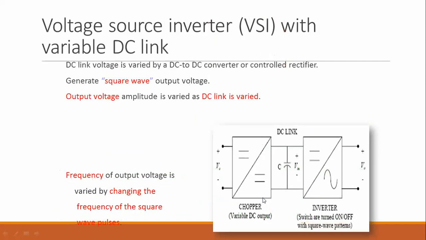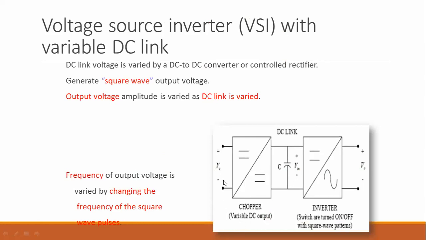Now, voltage source inverter, VSI, with variable DC link. The DC voltage is varied by a DC to DC converter or a controlled rectifier. It generates a square waveform at the output voltage. Output voltage amplitude is varied as the DC link is varied. The frequency of the output voltage is varied by changing the frequency of the square waveform. So this is actually a VSI, a voltage source inverter.